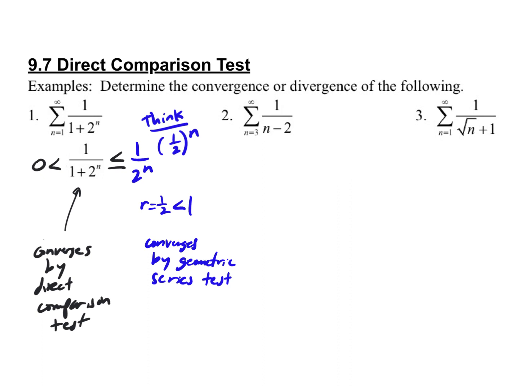All those things. So, knowing that, we have to ask ourselves the question, because in order for the direct comparison test to work, 1 over n actually has to be smaller than 1 over n minus 2. Because if it's not, it's not going to help us. Because for convergence, this one has to be convergent. But for divergence, this one has to be divergent. So there's the question, okay? Is 1 over n smaller than 1 over n minus 2?